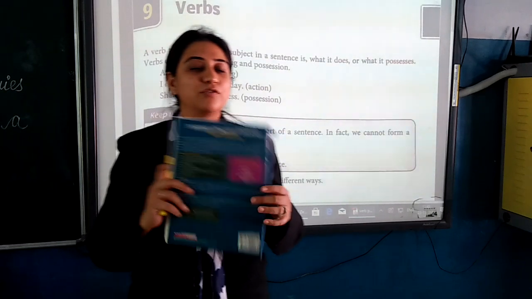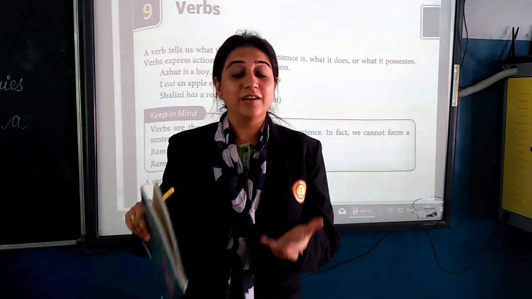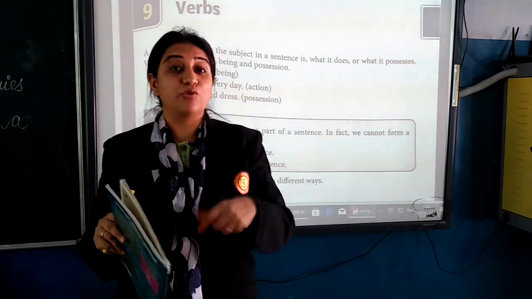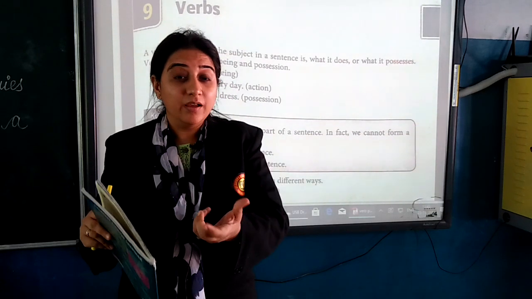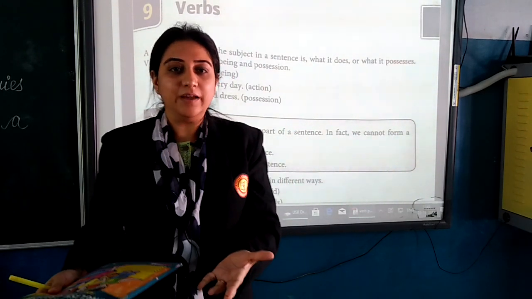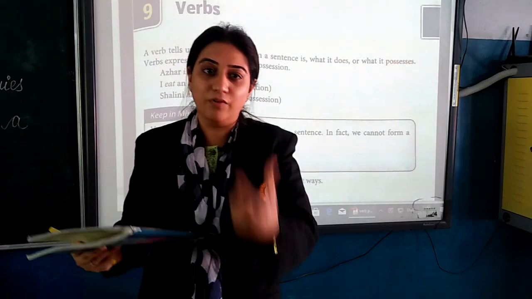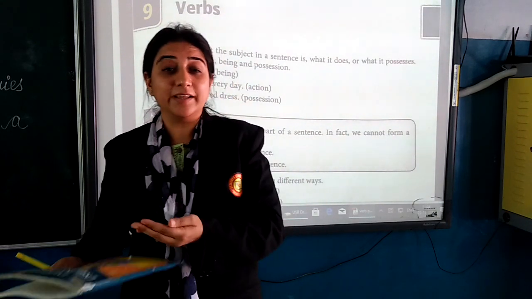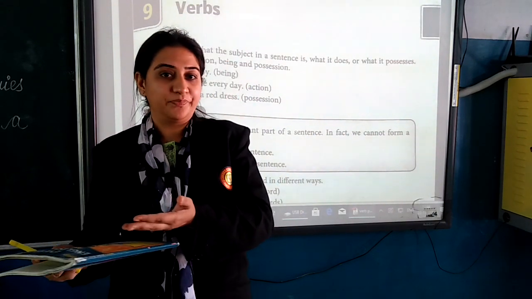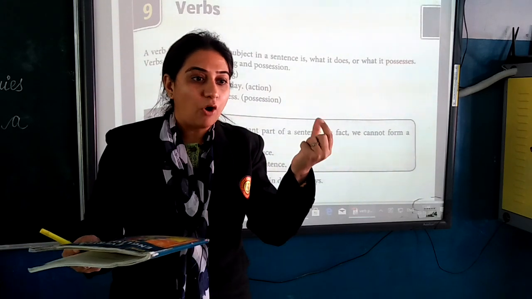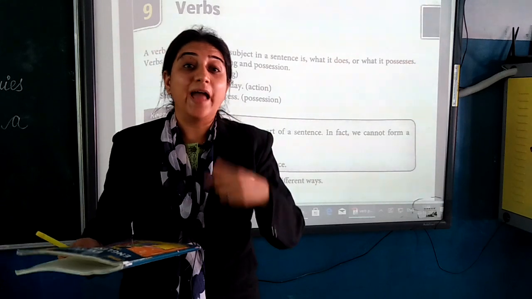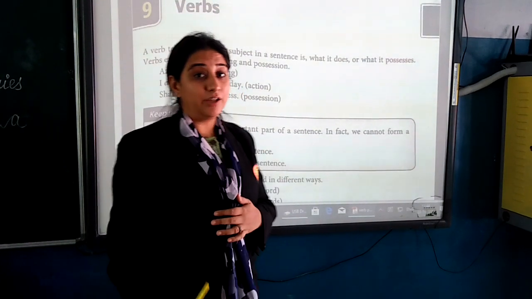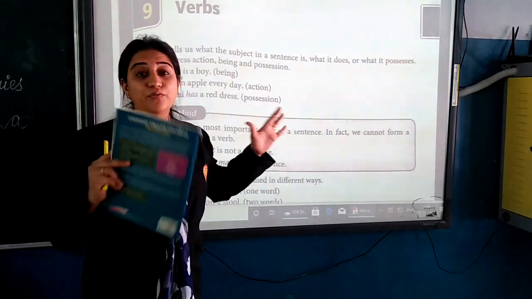So students, verbs we have studied in third standard. In third standard, we studied verbs as doing words, which show action, which show being, which show that the work is being done. For example, I am writing, she was sitting, she had a book. Had, have, has, all these words show action. They express something, so they are said to be verbs. So now we are continuing with chapter number 9 of standard 4, verbs.